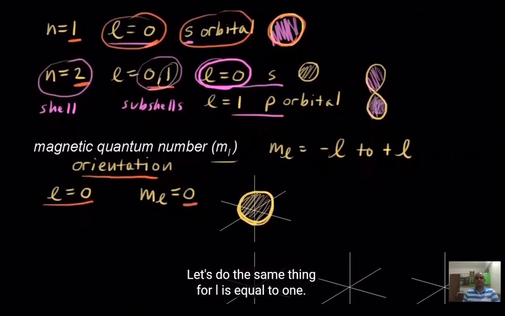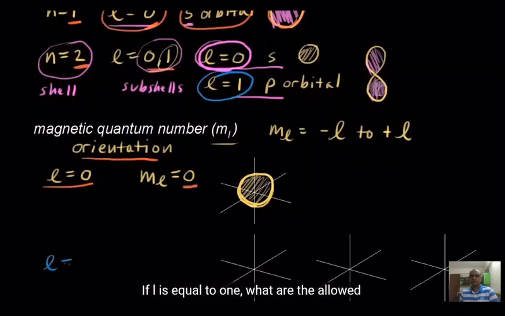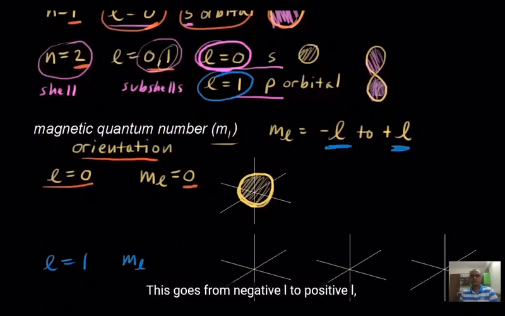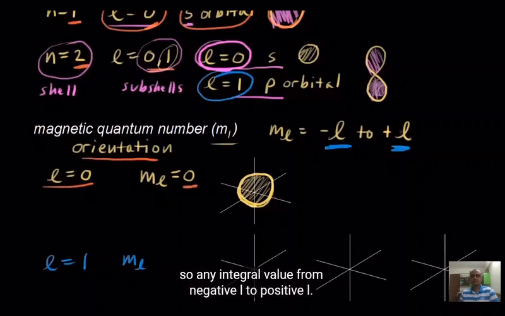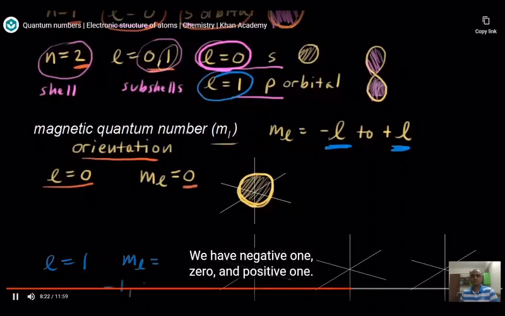L is equal to 1. All right, so let's look at that now. So if we're considering L is equal to 1, let me use a different color here. Let's write that down here. If L is equal to 1, what are the allowed values for the magnetic quantum number? So ML goes from negative L to positive L, any integral value. Negative L would be negative 1. So let's go ahead and write this in here. So we can have negative 1, 0, and positive 1.